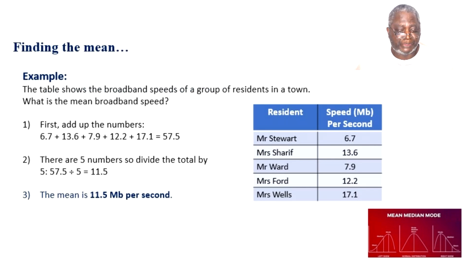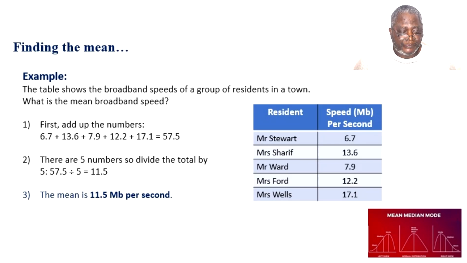Example of finding the mean. The table shows the broadband speed of a group of residents in a town. What is the mean broadband speed? First, add up the numbers: 6.7, 13.6, 7.9, 12.2, 17.1. Add them up together and you'll have 57.5.